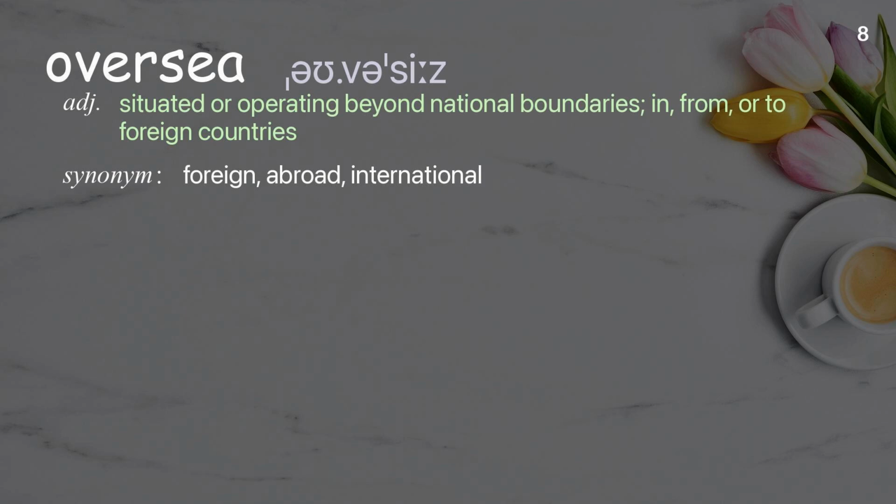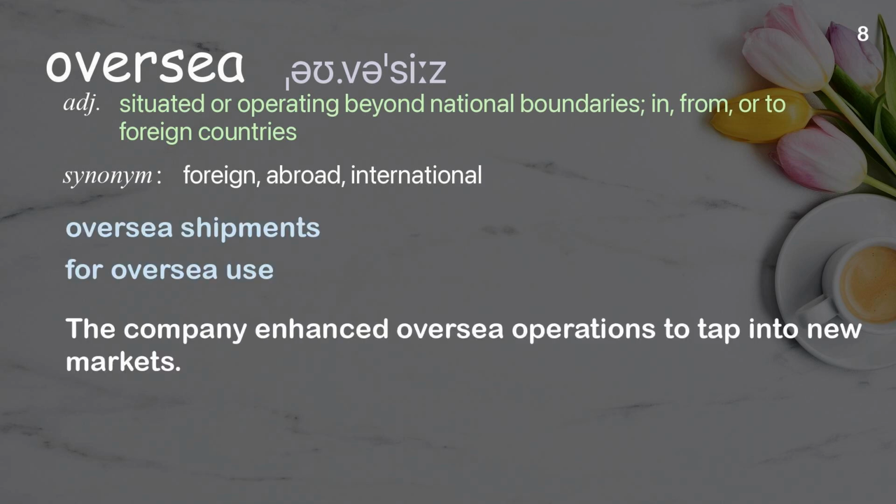Oversea. Situated or operating beyond national boundaries, in, from, or to foreign countries. Examples. Oversea shipments. For oversea use. The company enhanced oversea operations to tap into new markets.